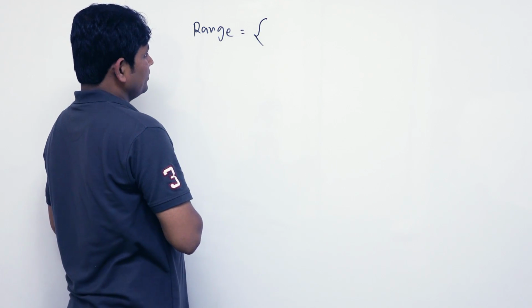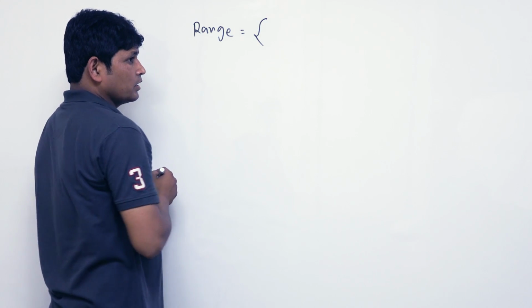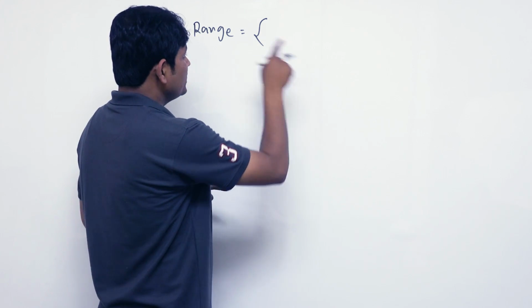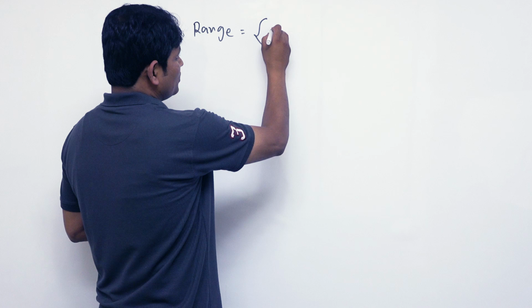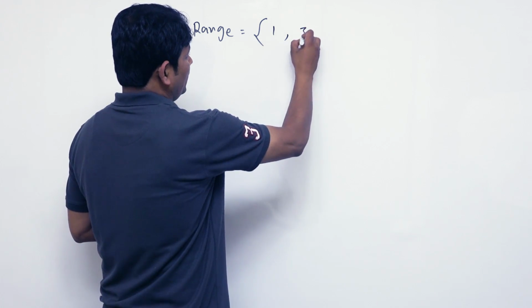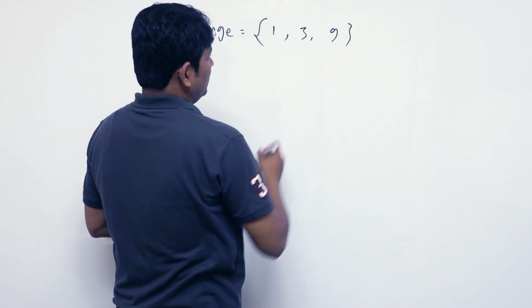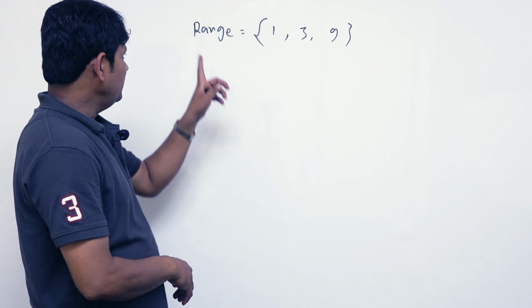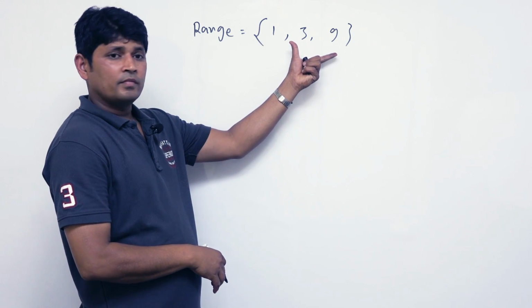So range is, just collect from there. That is the second element. What will be the second element? You can see before there is 1, 3 and 9. These are the second elements of the ordered pairs. So that is the set of range.